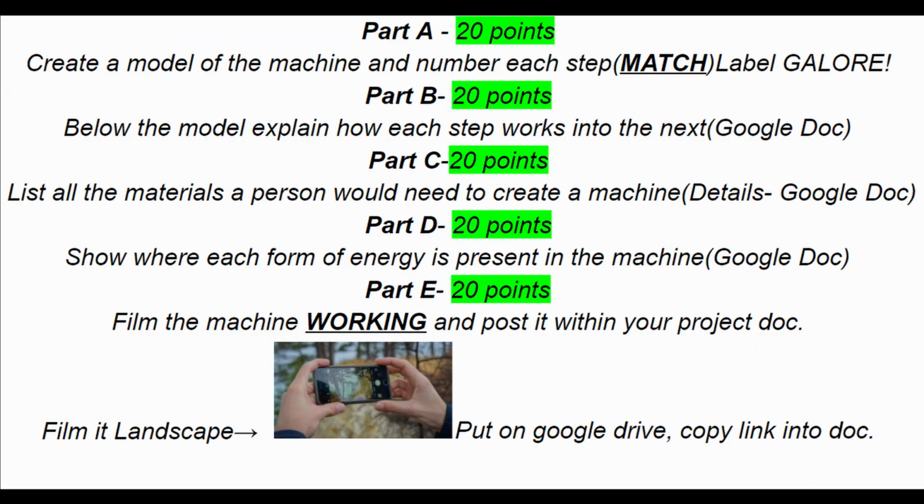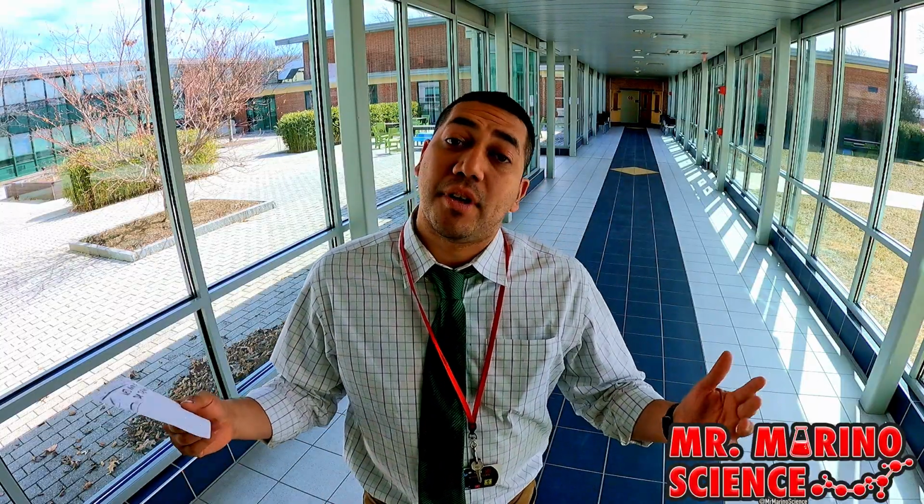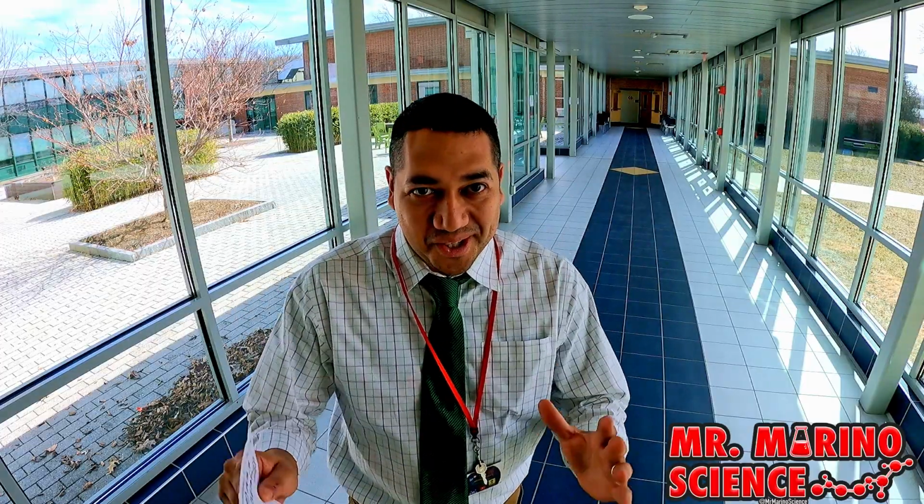Part A, create a model of the machine and number each of the parts clearly. This model can be done on Notability or any other type of app that you use to draw. It can be done on paper with crayons, markers, colored pencils. The most important part of this is that every single part is labeled. If you're not a good artist, that's okay. Just label. Did I make it clear enough that I want them to label?